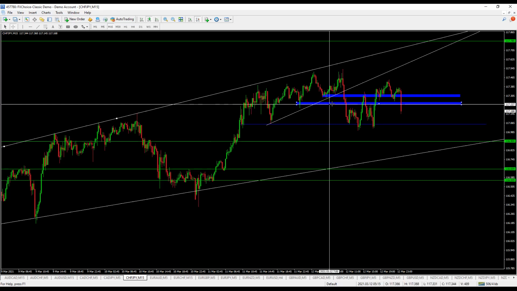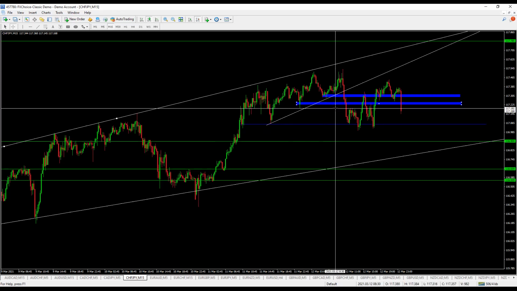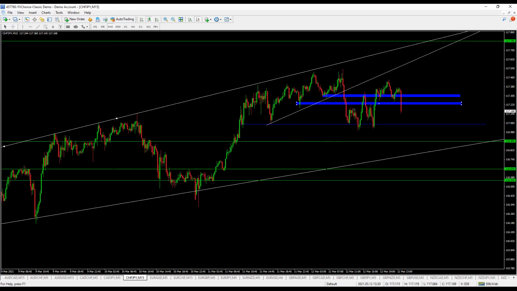Let me just take my cross here. Look at this. What do you guys notice? If you don't see it, let me draw it up for you. Draw from here and then go across. What do you guys notice? Where it came down and touched this trend line here, where the wick came to, look, price went right back to that exact same spot.